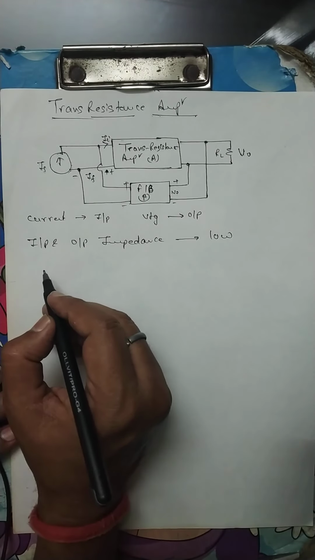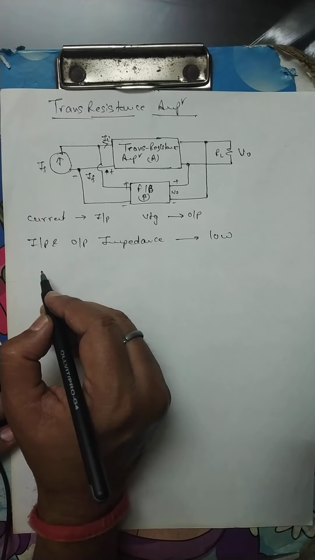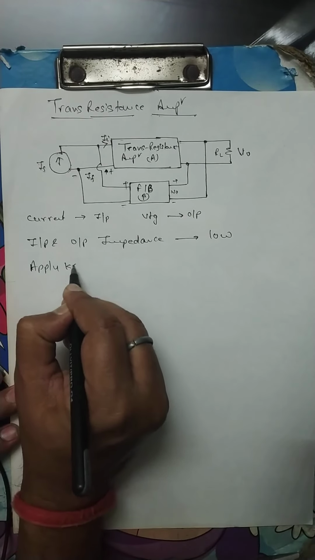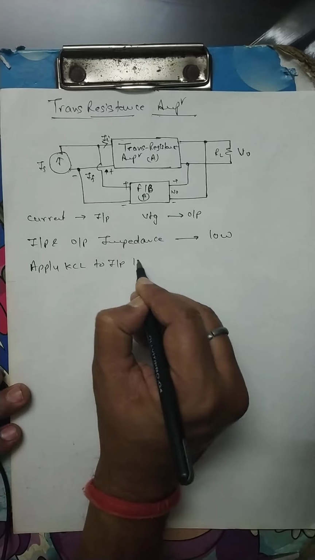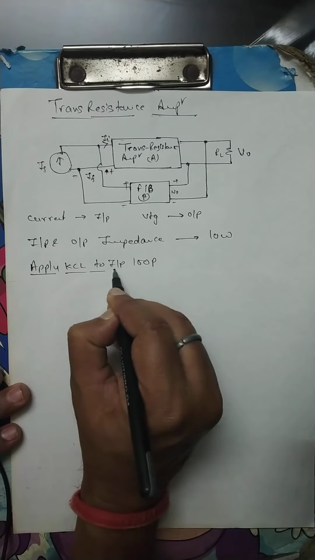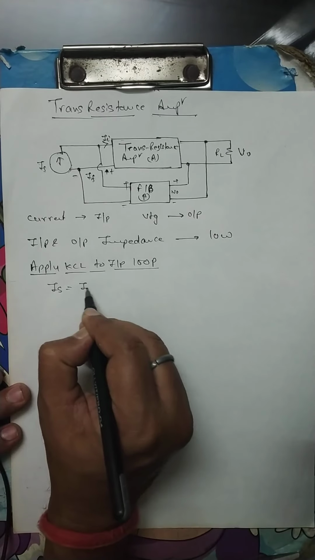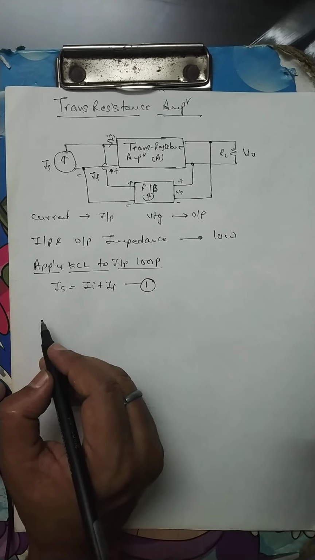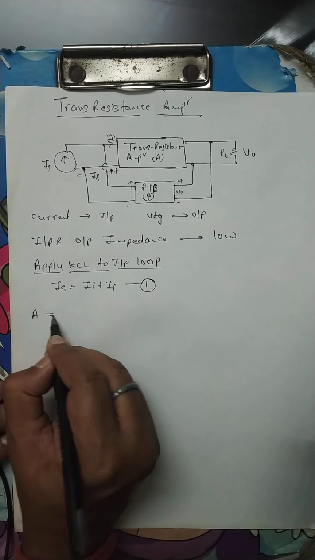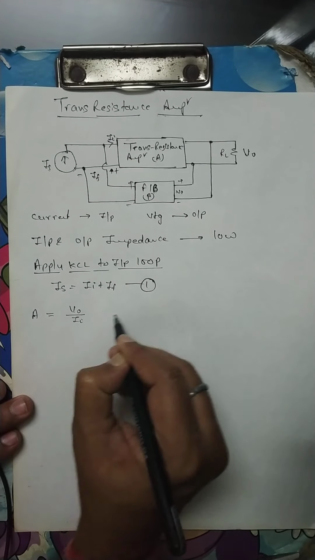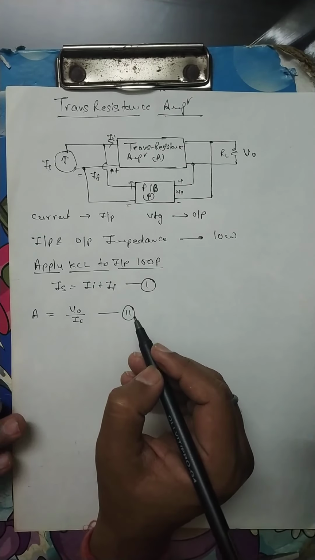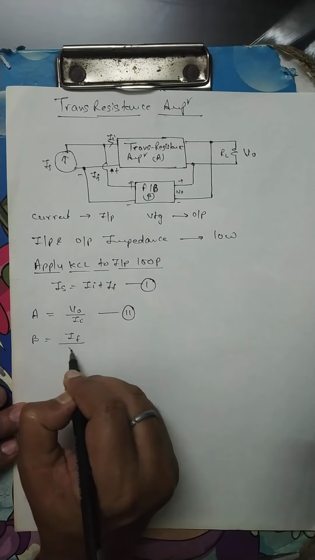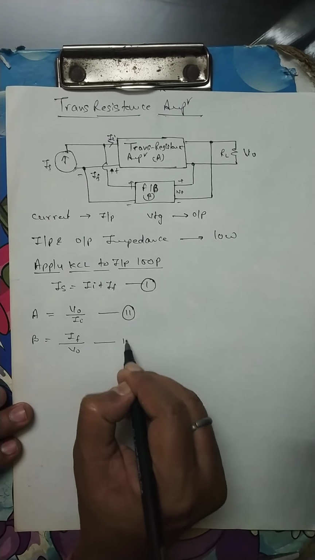Just start, apply KCL to the input loop. What we obtained, just see over here: when we apply KCL to the input loop, IS is equal to II plus IF. This is point number 1. Now the transresistance amplifier parameter A is equal to V0 upon II, that is point number 2. Then the feedback factor beta is equal to IF upon V0. Just see equation number 3.